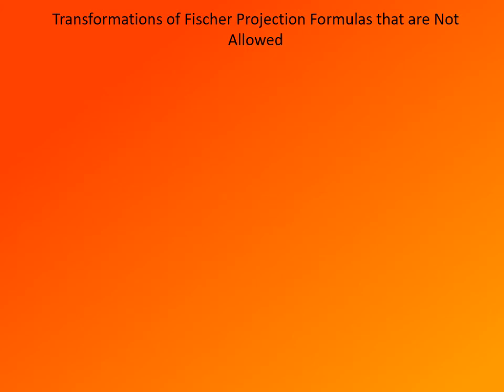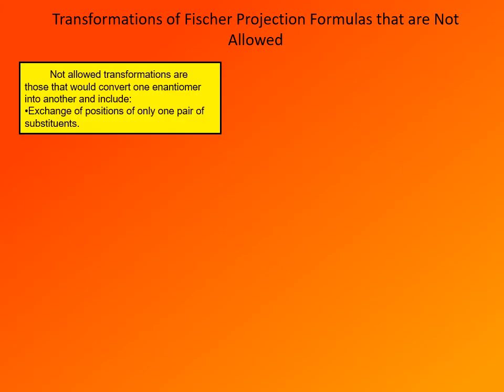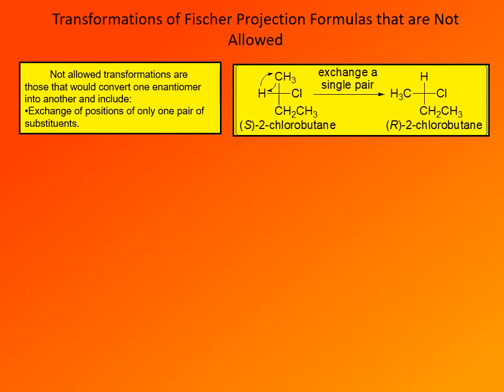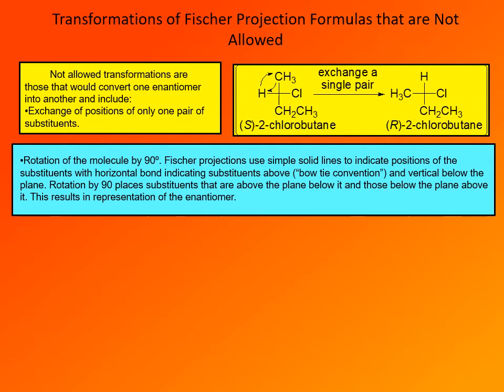There are some transformations of Fischer projection formulas that are not allowed. What is not allowed are transformations that convert one enantiomer into another. And that would be exchange of position of only one pair of substituents. So if you flip only one pair of substituents, you get an enantiomer. And of course you need to know that in case you want to draw an enantiomer on purpose, that's how you do it. You exchange only one pair of substituents.